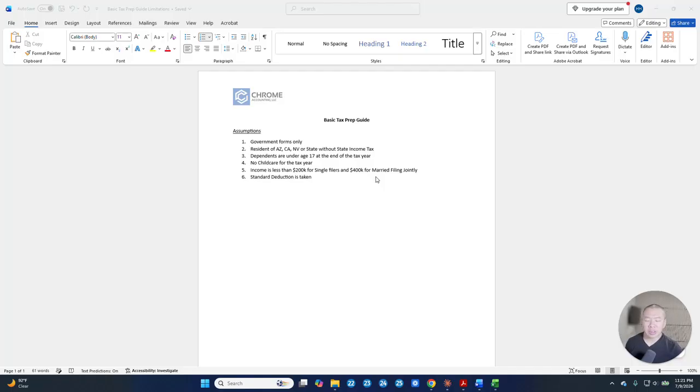The reason for that is once you get over those amounts, there's some income limitations of certain tax things that the worksheet doesn't really show you. And then it also assumes that the standard deduction is taken. The other alternative is itemized deductions, which my worksheet could do. I haven't played around with it enough where all the formulas will work. So I'm just going to stick with just standard deductions and keep it super basic.